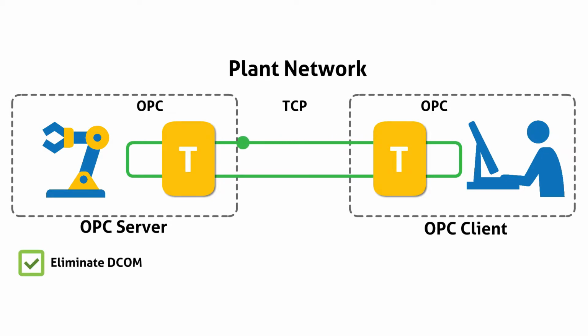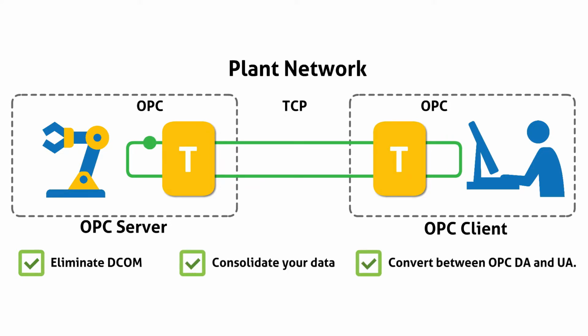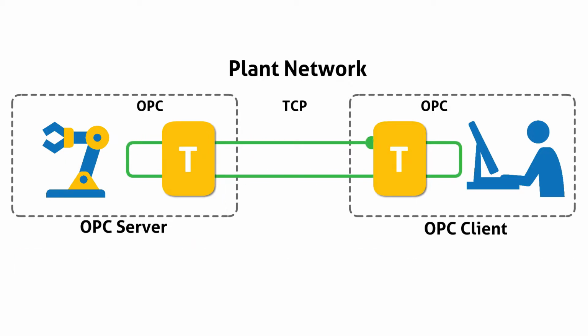A good OPC tunneler can eliminate DCOM problems, consolidate your data, and convert between OPC DA and UA. And as we'll see, the best ones are also invisible. But the problem with traditional tunnelers is they encapsulate the actual OPC transactions and then transmit them over the network using TCP. When the network slows down or breaks, clients suffer long timeout delays and freeze, waiting for requests that never get answered. DataHub is different.